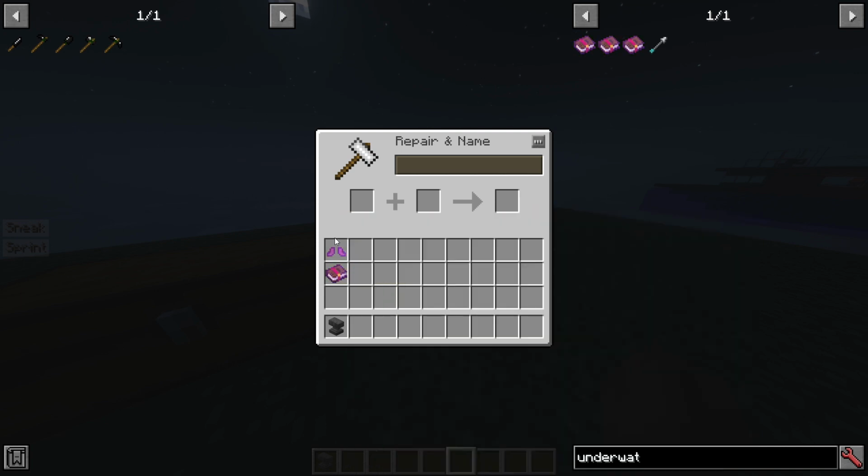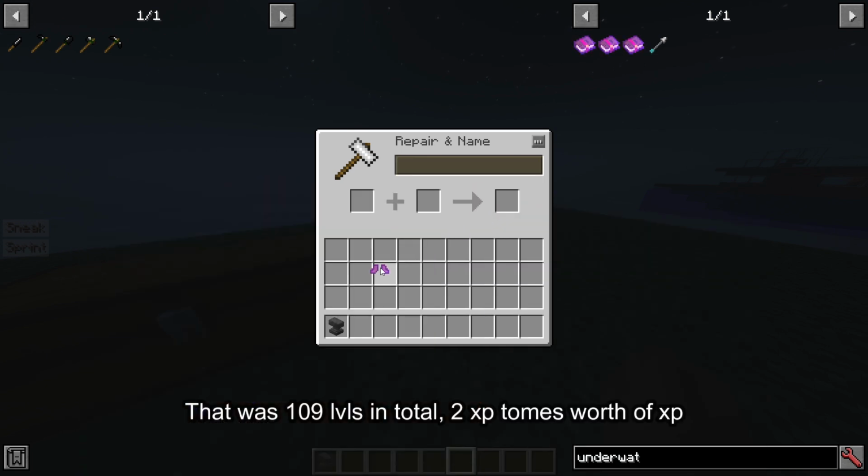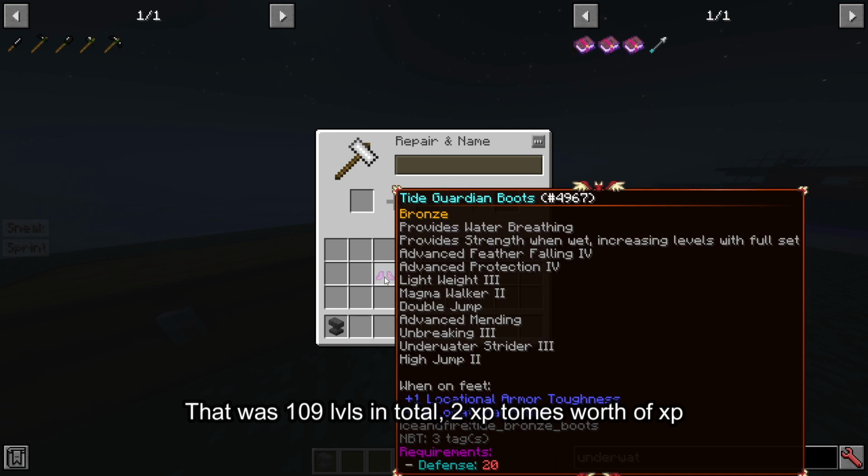And then this, we have 7 for the Anvil use count of this, 1 of the Anvil use count of this is 8, and then high jump is 4, and then water strider is 6, so 10 together, so 18. And those are perfect boots.